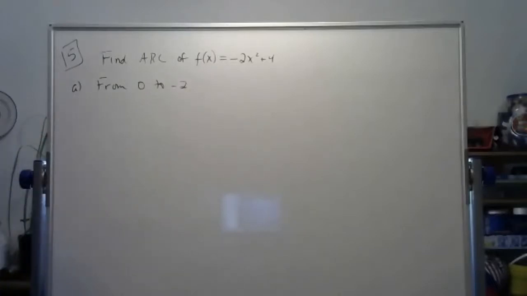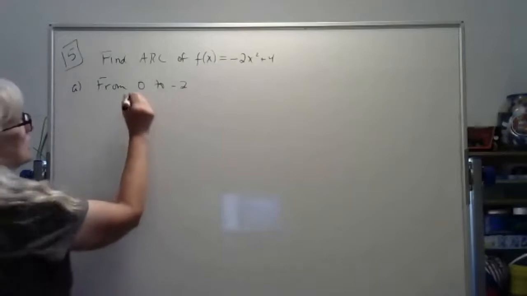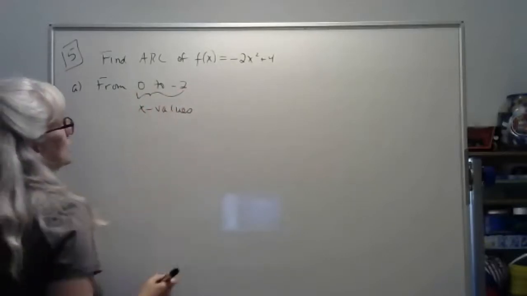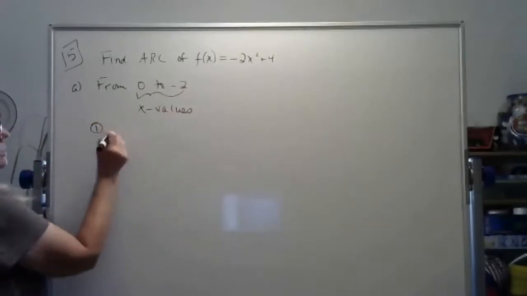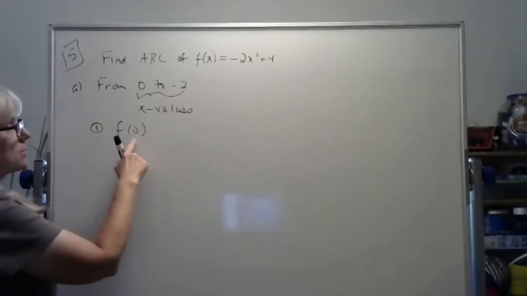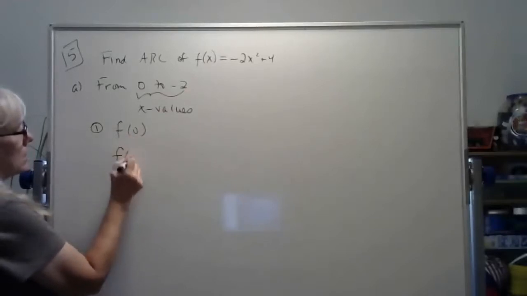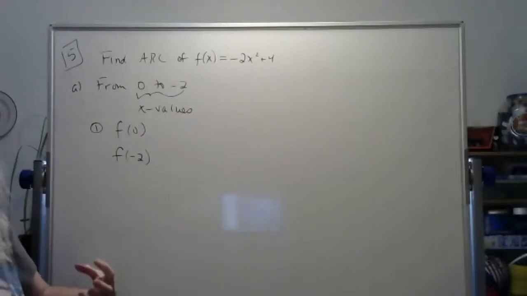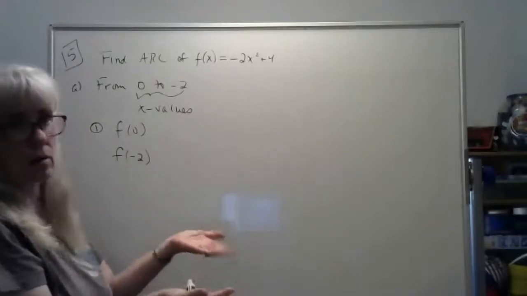So from 0 to negative 2. Instead of giving me a picture and telling me points on the picture, they're just giving me x values. So the very first thing we have to do is evaluate those x values in the function. I'm going to plug 0 into the function, and then I'm going to plug negative 2 into the function. Because they didn't give me the points, I need to go find the points that are on the curve.